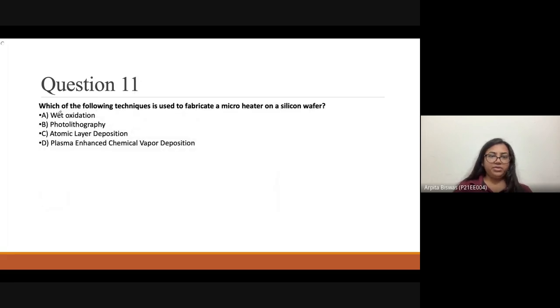Which of the following techniques is used to fabricate the micro heater on a silicon wafer? The first option is wet oxidation. The second option is photolithography. The third option is atomic layer deposition. And the fourth option is plasma enhanced chemical vapor deposition. So please try to find out the right answer. Which of the following techniques is used to fabricate the micro heater on a silicon wafer?